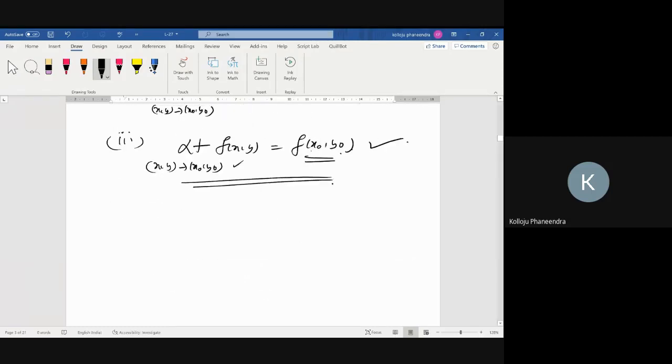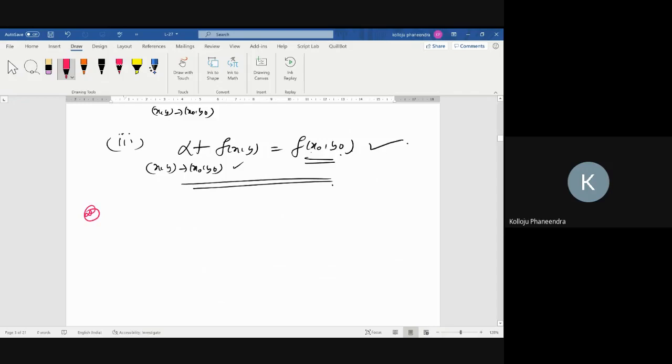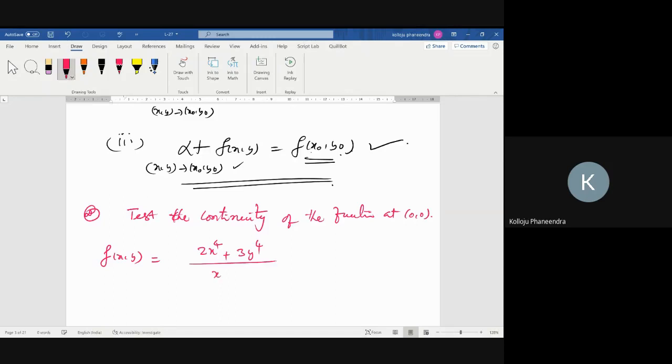Now take one simple example for this. Test the continuity of the function at 0, 0. And the function is f of x y equal to 2x power 4 plus 3y power 4 by x square plus y square, this is the function value at a non-zero point, and another one, 0, when the point x y is 0, 0.